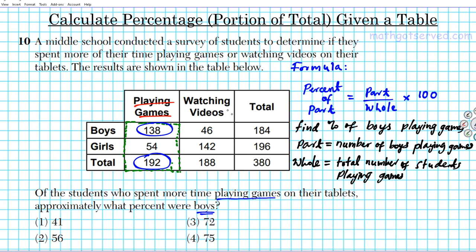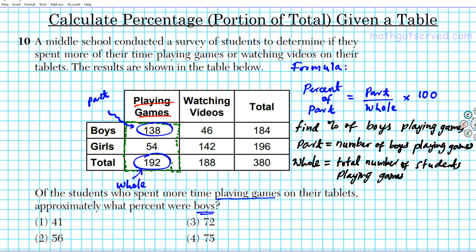Let's label it on the table that we're given. In the table, this is the total right here. Consider it to be your whole, everything combined, considering the students that are playing games. Out of the students playing games, they could be broken into two portions, the boys and the girls. But what we're focusing on for this particular problem is the portion that are boys. So out of the total 192, what portion are boys in percentage format?